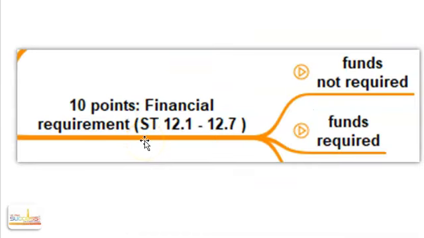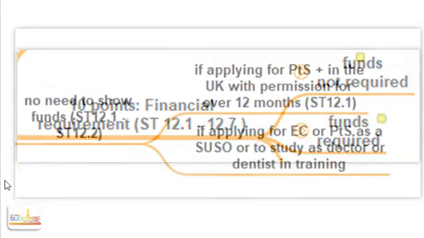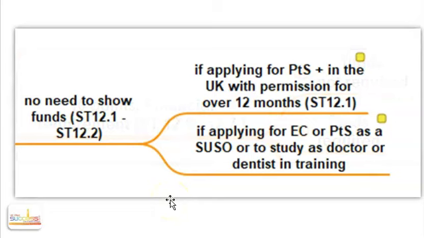And then we have 10 points for meeting the financial requirements. There are two groups here, those who don't need to show the funds and those who do. You don't need to show that you have funds if one of these two case scenarios apply to you. First of all, you are applying for permission to stay and have been living in the UK with permission for 12 months or more on the date of application.